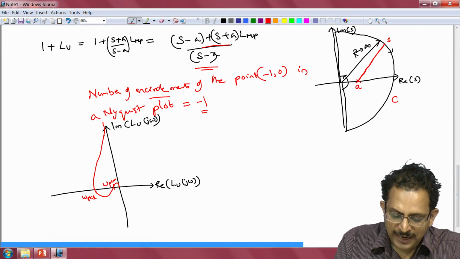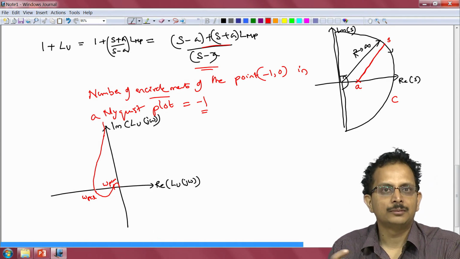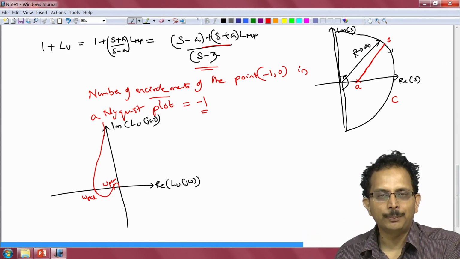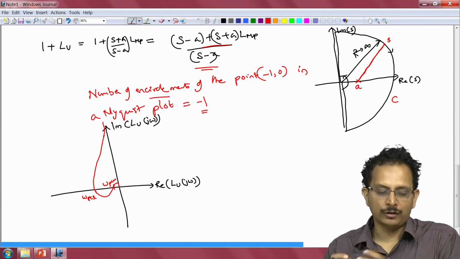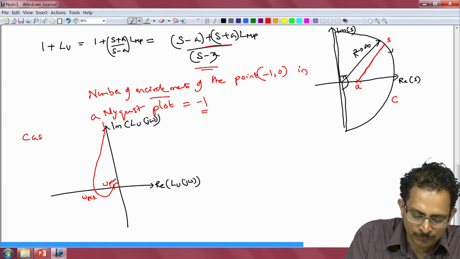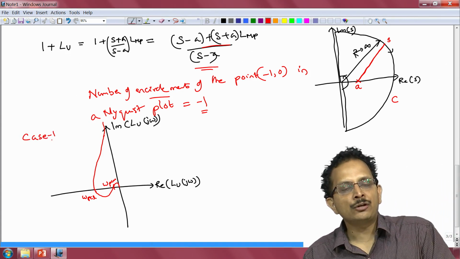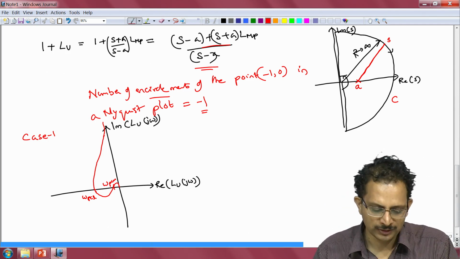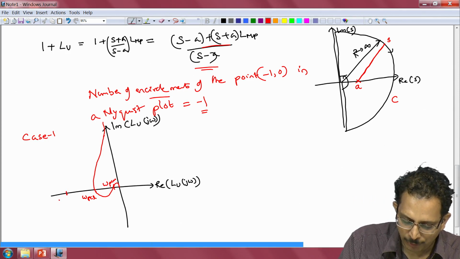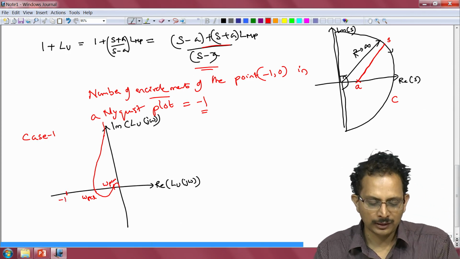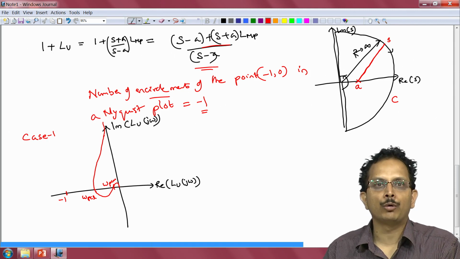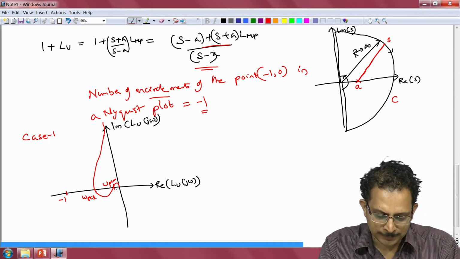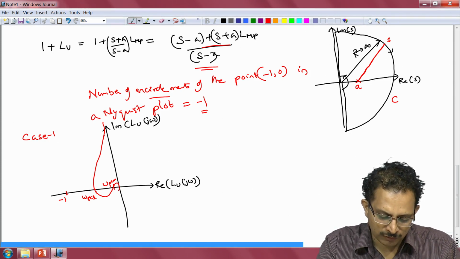And the gain of the transfer function Lu at both omega pc lower and omega pc upper will be less than 0 dB for the case, namely case 1, when the gain crossover frequency is to the left of both omega pc lower and omega pc upper. In other words, the critical point -1 will be located to the left of both omega pc lower and omega pc upper.